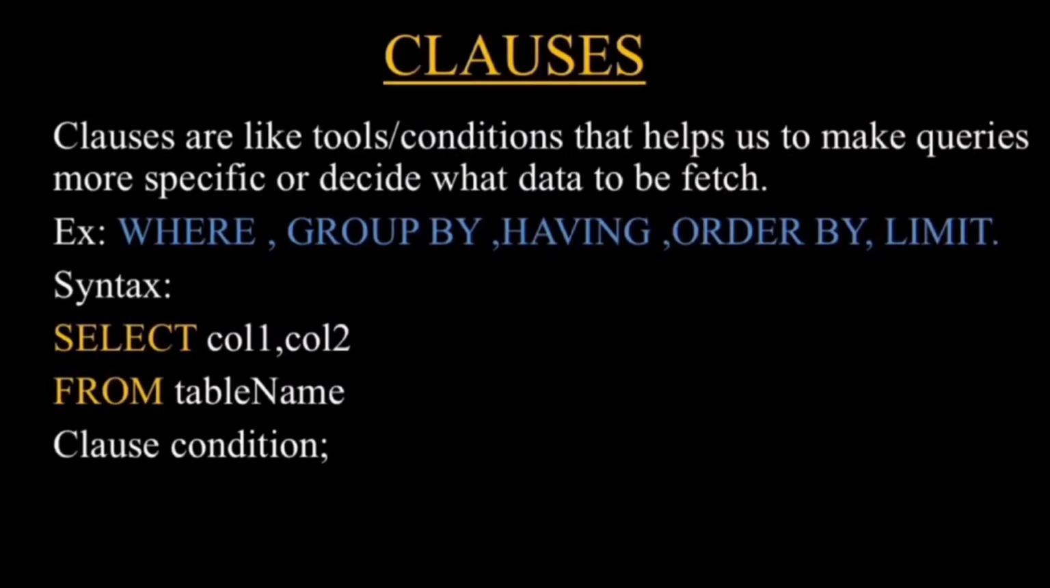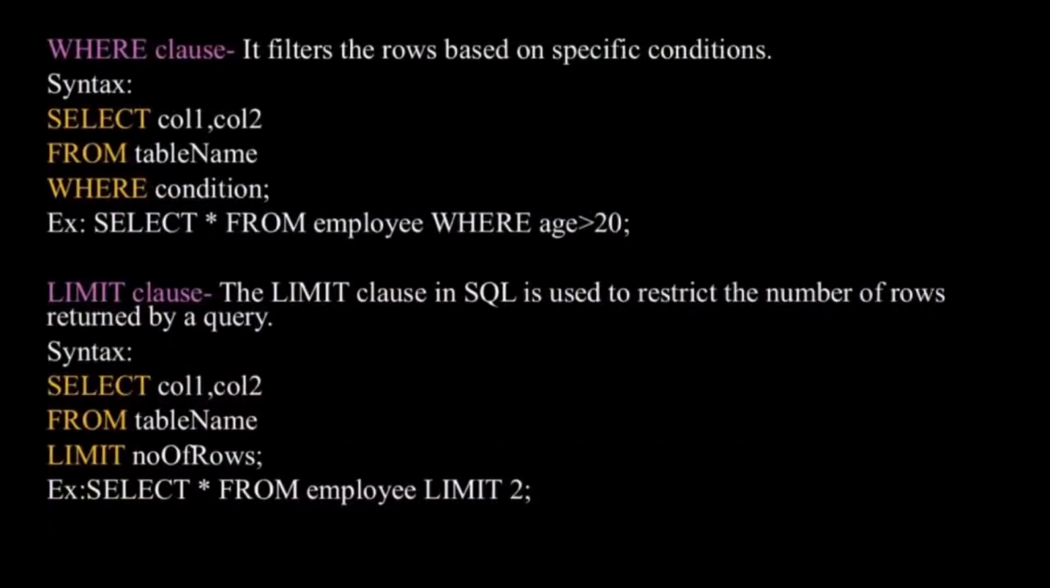Select column 1, column 2 from table name and clause condition. Let's discuss the WHERE clause. The WHERE clause is used to filter rows based on specified conditions. It allows you to retrieve only the rows that meet certain criteria. Let's understand the query: SELECT column 1, column 2 FROM table name WHERE condition.